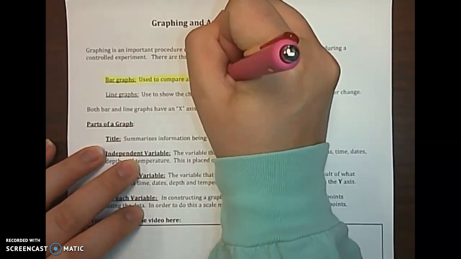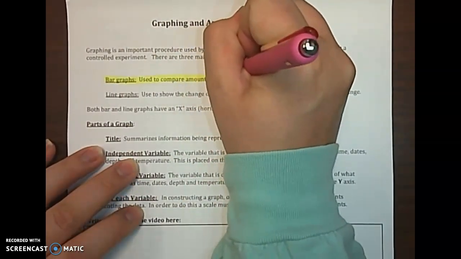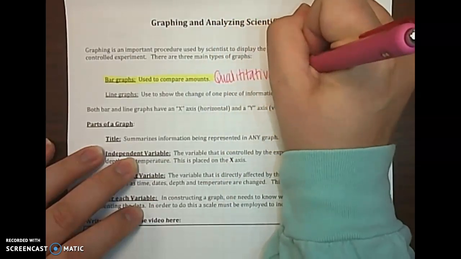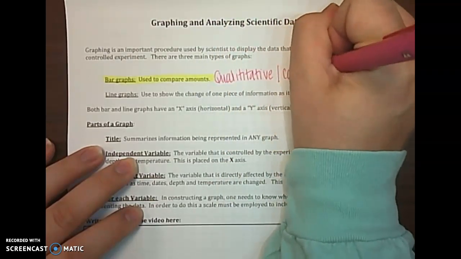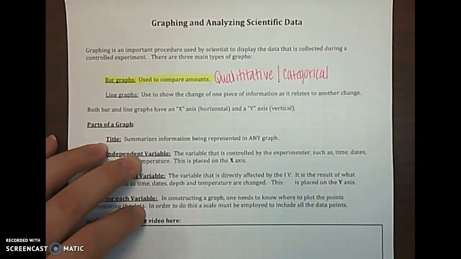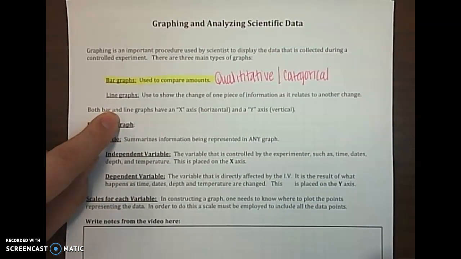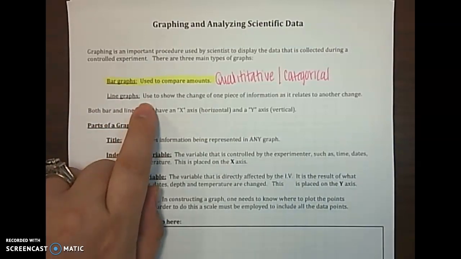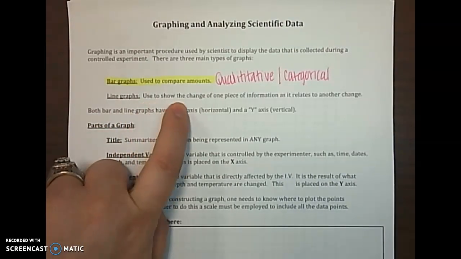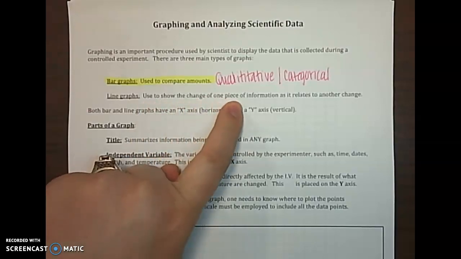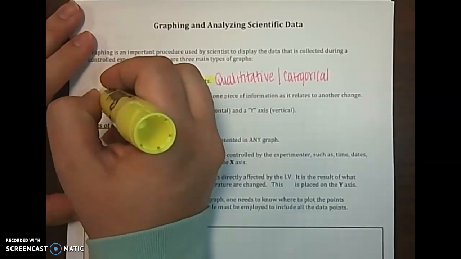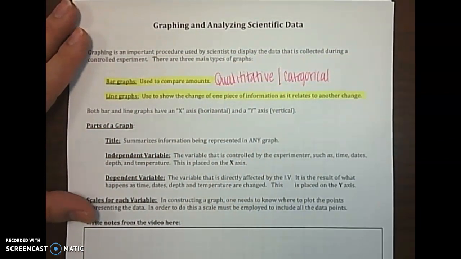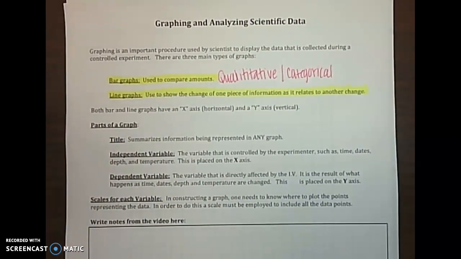So that is qualitative, or categorical. Line graphs show, as it says, the change of one piece of information as it relates to another change. Generally, these are quantitative, okay?